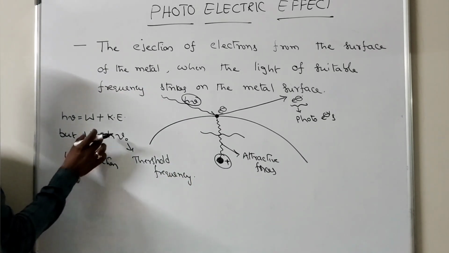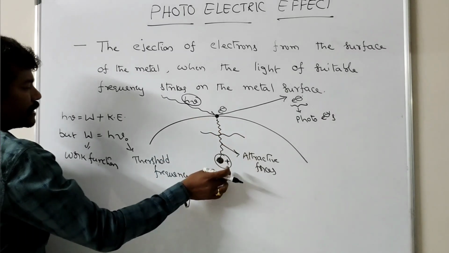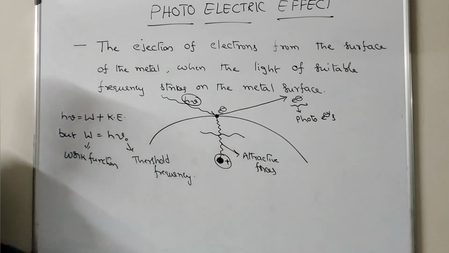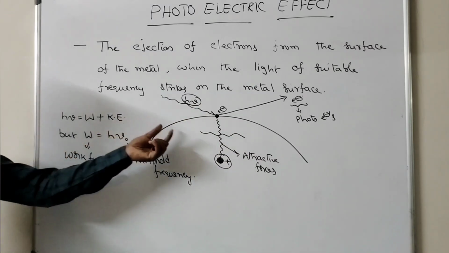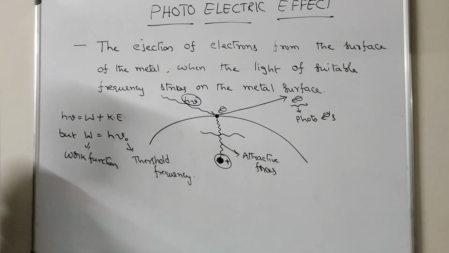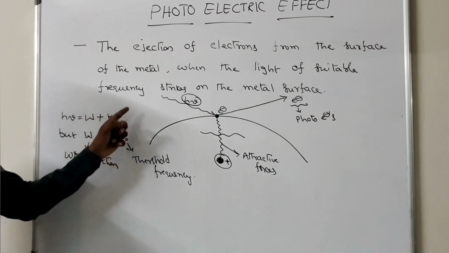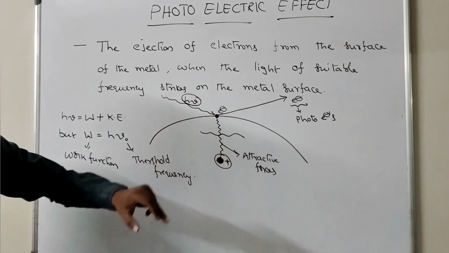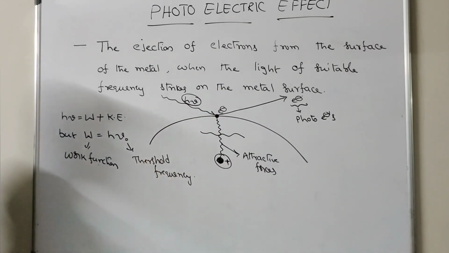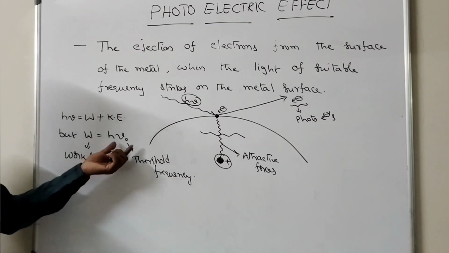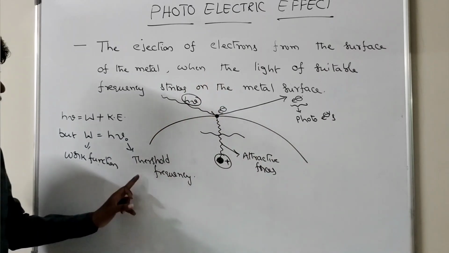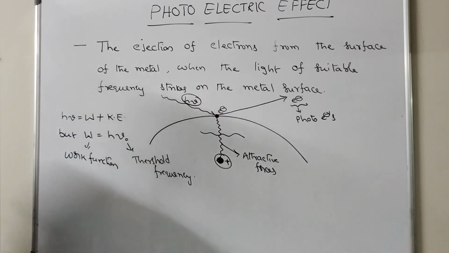The amount of energy required to break the attractive forces between nucleus and electron is known as a work function. The minimum amount of energy required to break the attractive forces between nucleus and electron is known as work function. Nu naught, the minimum frequency which is used to eject the electron from the metal surface, is known as threshold frequency, nu naught.